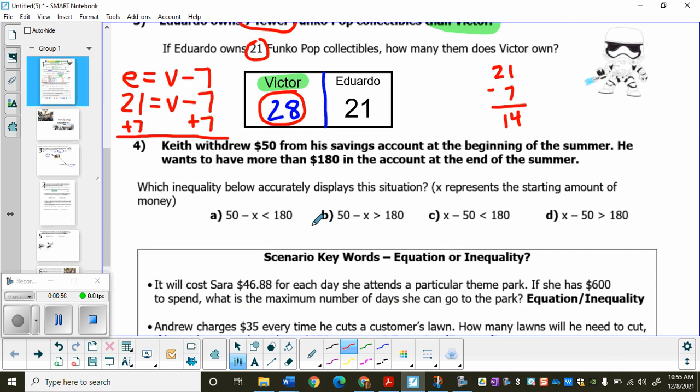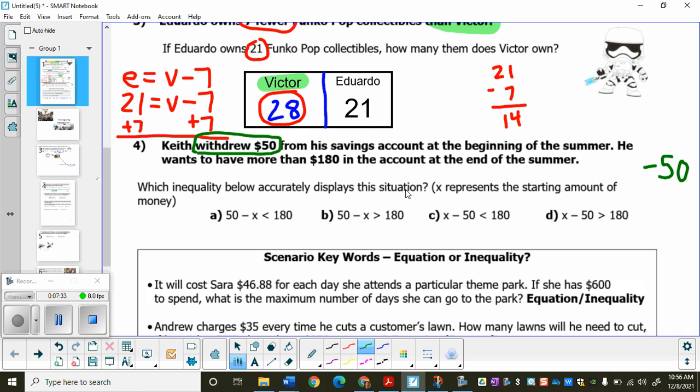All right, now we're on to number 4. So for number 4, Keith withdrew $50 from his savings account at the beginning of the summer. Now, the moment you see the word withdrew 50, I want you to be thinking of minus 50. If you withdraw money from an account, you are taking money out of the account. Now, he wants to have more than $180 in his account at the end of the summer. So there was my keyword right there. He wants to have more than the 180 in the account.